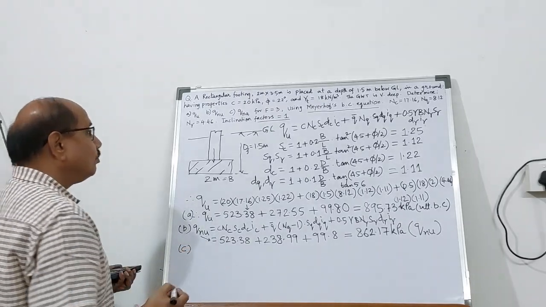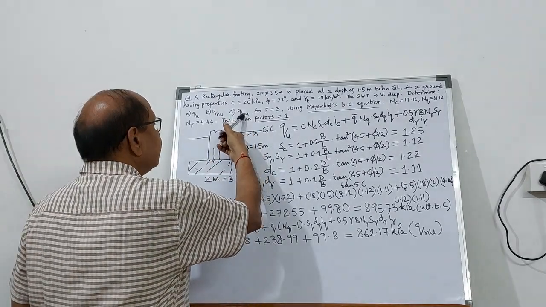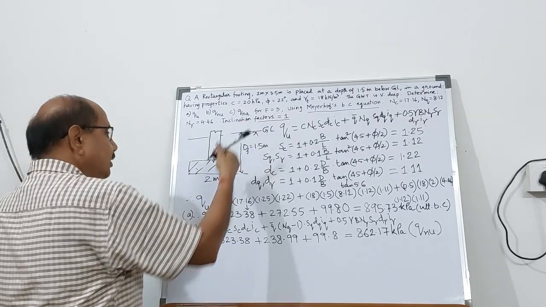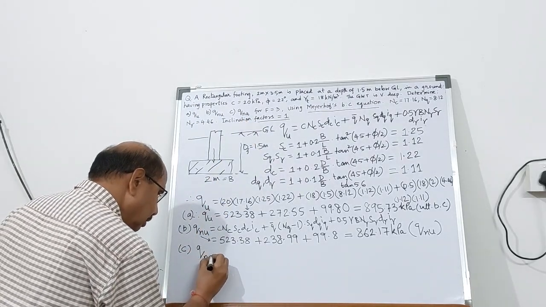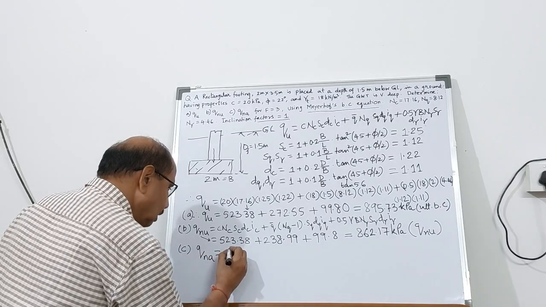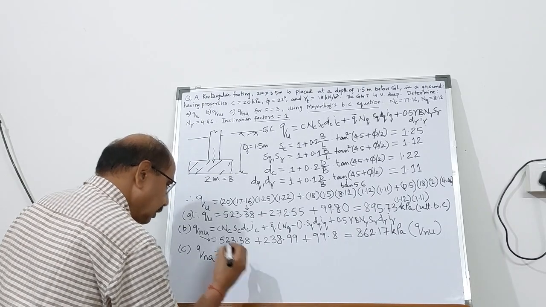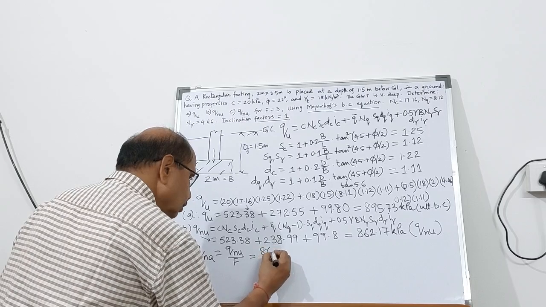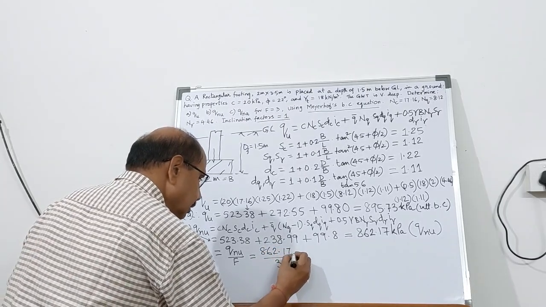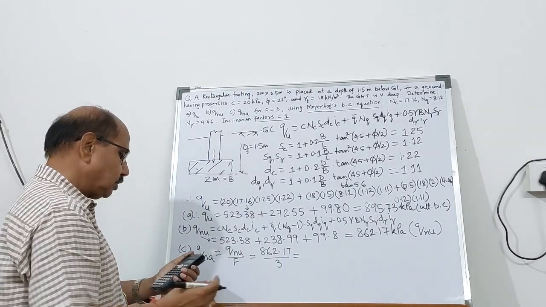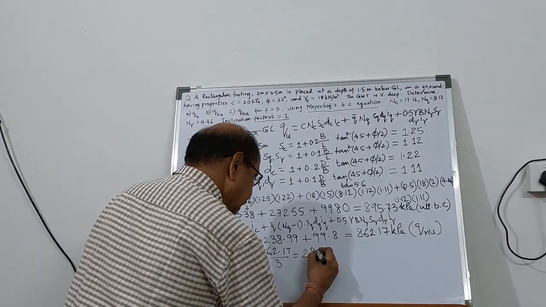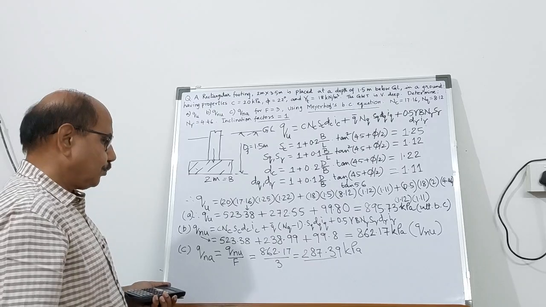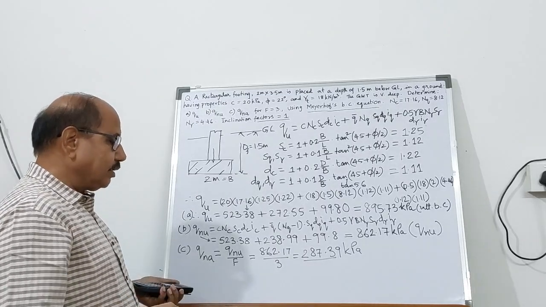Next, last part of this problem is also to calculate the net allowable bearing pressure for factor of safety 3. So net allowable will be net ultimate divided by factor of safety. So if you calculate, this becomes 862.17 divided by 3. This comes out to be 287.39 kilopascal will be allowable bearing, net allowable bearing pressure.